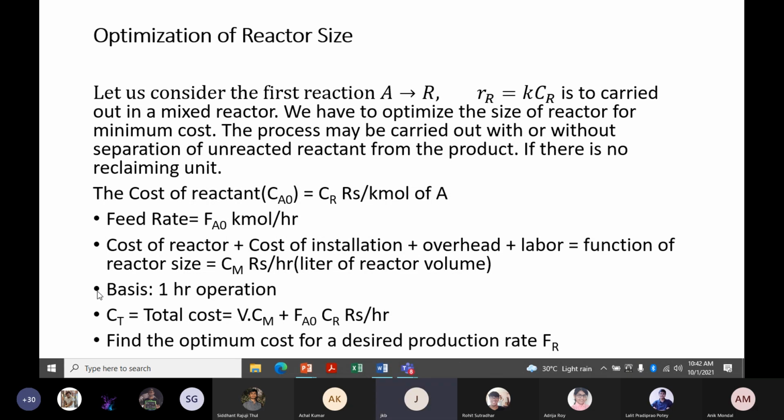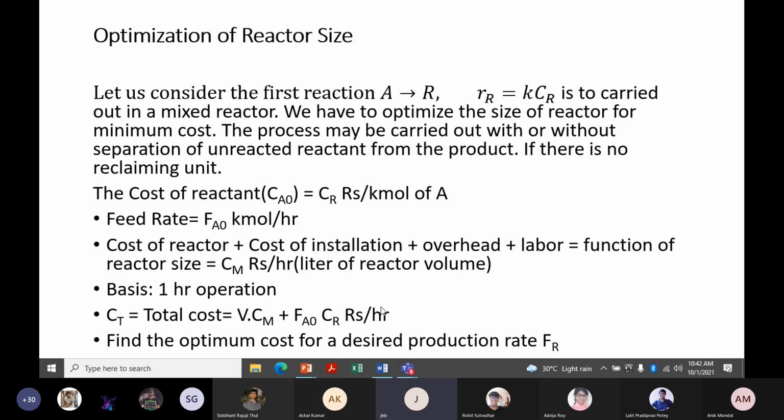And as we are considering 1 hour of operation as a basis, the total cost is reactor volume multiplied by CM, plus reactant cost, which is included in operating cost, reactant cost CR rupees per kilomole of A, and FA0 is the molar flow rate of A, so FA0 into CR.